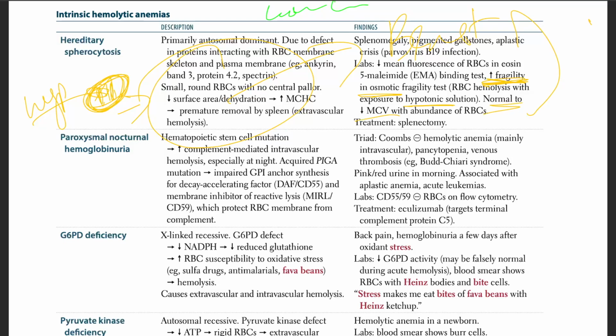Normal to low MCV with abundance of RBCs. Treatment is splenectomy, because all of the hemolysis is by the spleen. So just take it out and you're good to go, because you can't do anything about it. You just have an autosomal dominant disease. Take out the spleen, man.